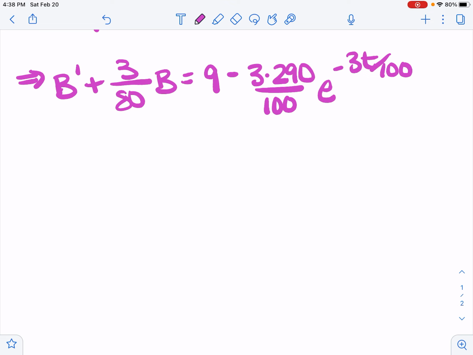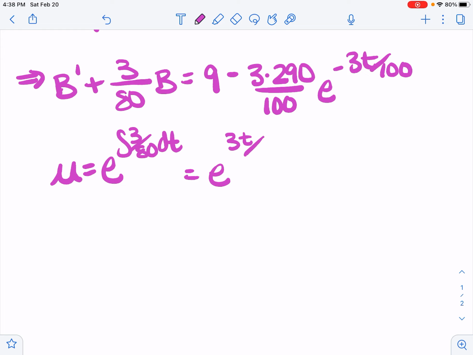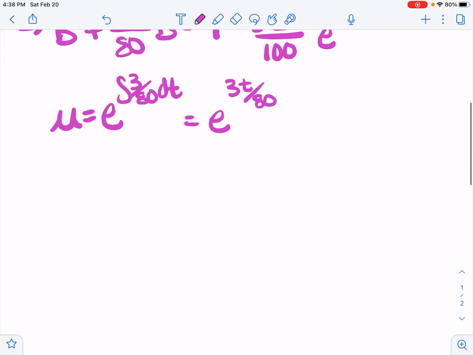So that's a first order linear constant coefficient differential equation. We could use Mach, but I'm going to use integrating factors because I'm more comfortable with it. So e to the 3t over 80 is our integrating factor.